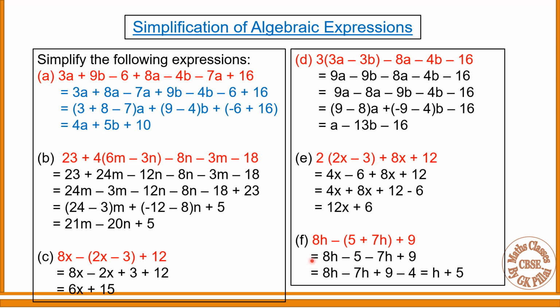Another sum, 8h minus bracket 5 plus 7h plus 9. Open the bracket, change the signs. 8h minus 5 minus 7h plus 9. So it will be 8h minus 7h plus 9 minus 4 equal to h plus 5. This will be 5 and this will be 8h minus 7h will be 1h or just h.